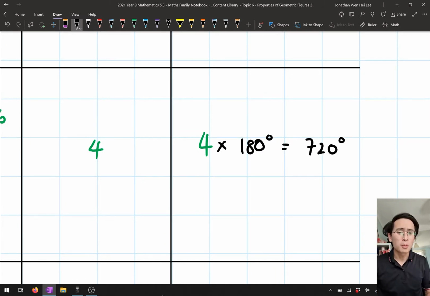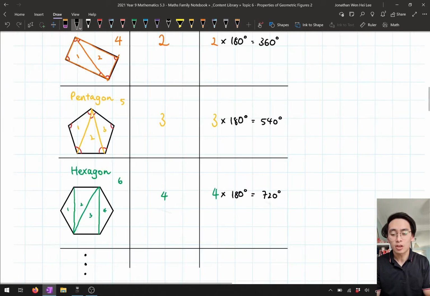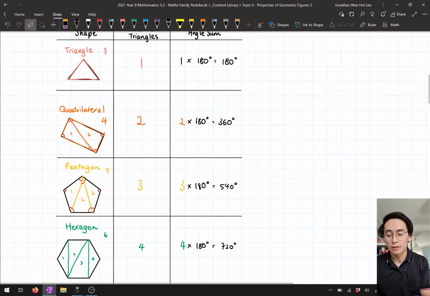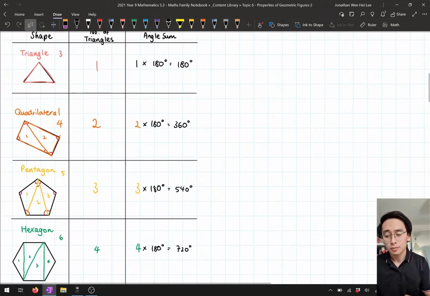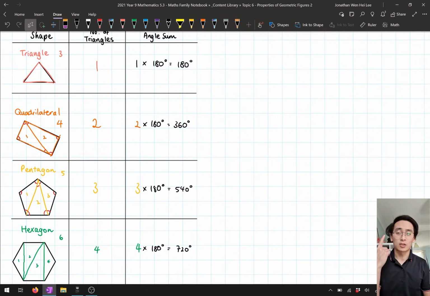Okay, now you might be wondering, so why are we doing this? Why are we counting how many triangles there are? The counting of the triangles is actually there so we can hopefully identify a pattern. Now notice, for all of my shapes, I've got a triangle which has 3 sides, a quadrilateral which has 4 sides, pentagon 5 sides, hexagon 6 sides.